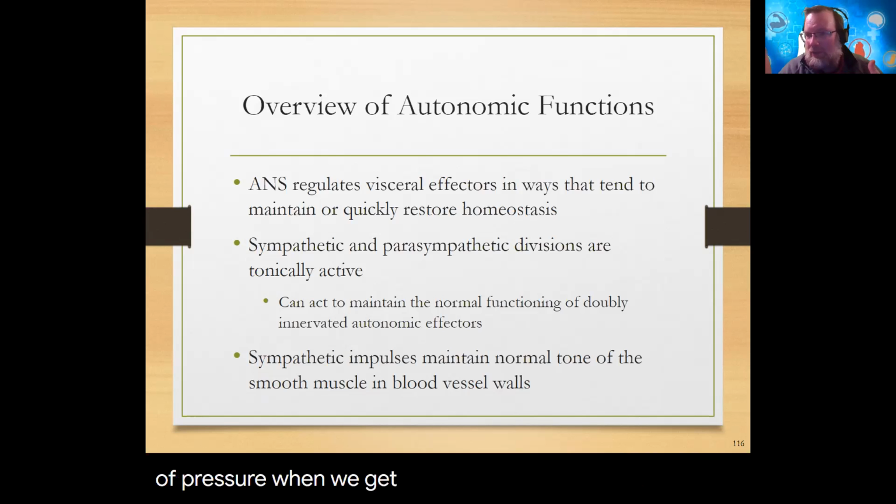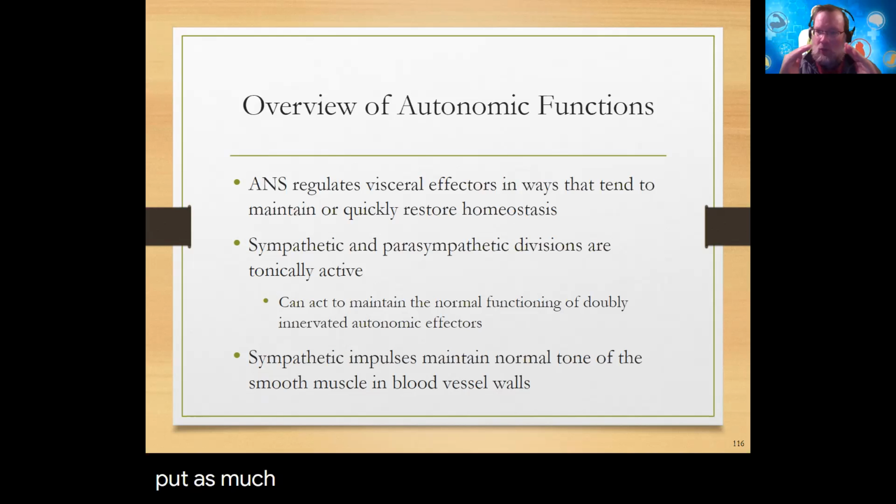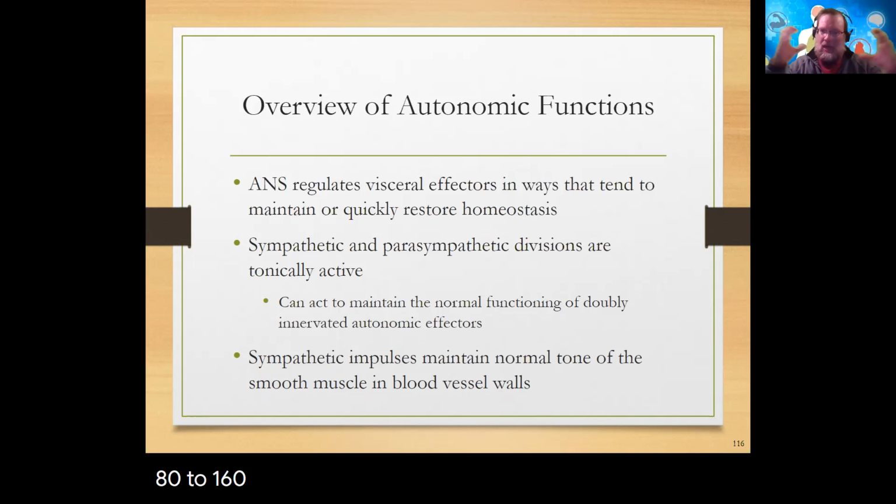When we get further away from that number, we end up with potentially, if I've got 140 over 80, that's 60 millimeters of mercury difference as opposed to 40. So if I'm going from 80 to 120, that doesn't put as much strain on the walls of the arteries as if I go from 80 to 160 constantly.